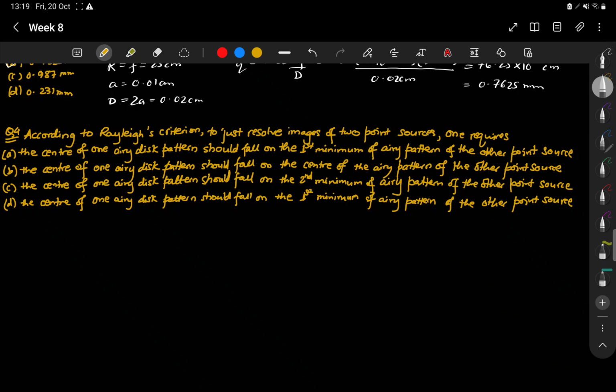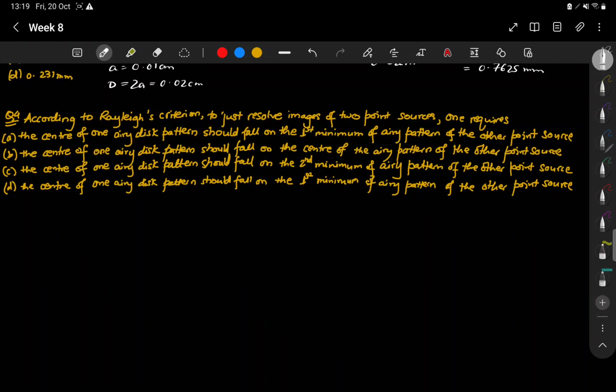Okay, so let us now discuss the answer. First let me tell you the correct option and then we will discuss why it is correct. The correct option is option A. According to Rayleigh's criterion, to just resolve images of two point sources, one requires the center of one Airy disk pattern to fall on the first minimum of the Airy pattern of the other point source.